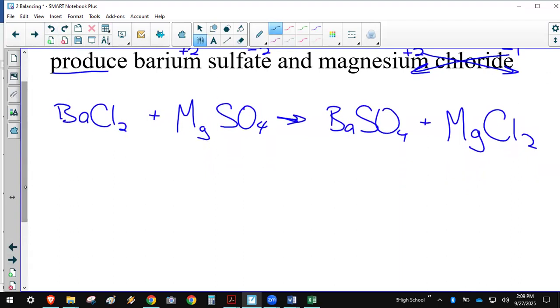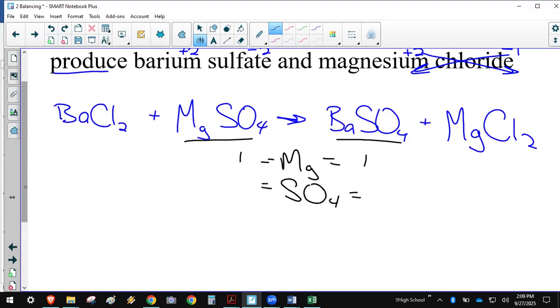The most complicated looking one is a toss up between the magnesium sulfate and the barium sulfate. So it doesn't really matter which one you start with. If I start with magnesium sulfate, I'll go MgSO4. And I'll notice that there's one magnesium on both sides. There's one sulfate on both sides.